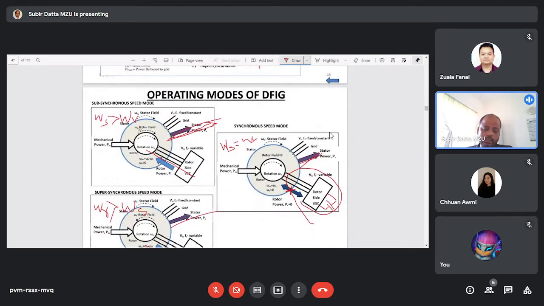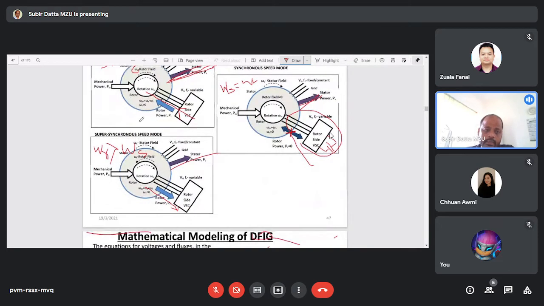Okay, so here you just see, this is the stator speed, and this is the rotor speed. Okay, so during subsynchronous operation, the synchronous speed will be more than the rotor speed, and if the synchronous speed is more than the rotor speed, then rotor power will be injected into the rotor circuit. Okay, so the direction of the rotor power will be from the grid or from the load to the rotor circuit. So these are the directions. Okay, and the direction of the stator power, you just see, is from the stator winding to either the grid or the load.